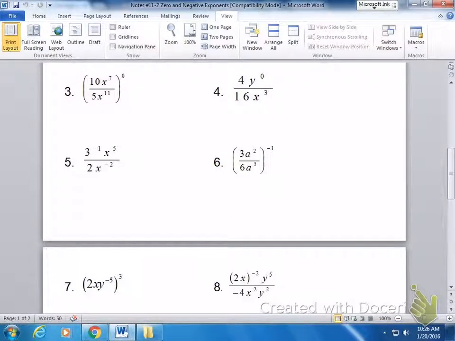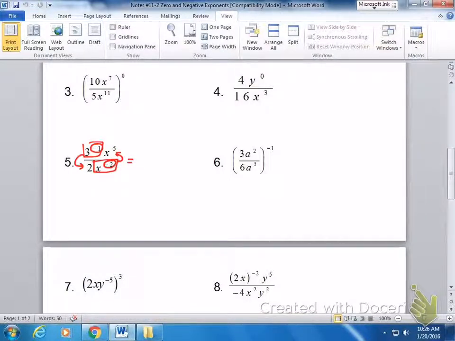Now, the first thing I want to do in number 5 is look and see that I have some negative exponents. I've got a negative 1 and a negative 2. So I'm going to go ahead and move those things before I work it. Now, the negative 1's attached to this 3, so I want to move that to the bottom. The negative 2 is only attached to the x. I'm going to move it to the top.